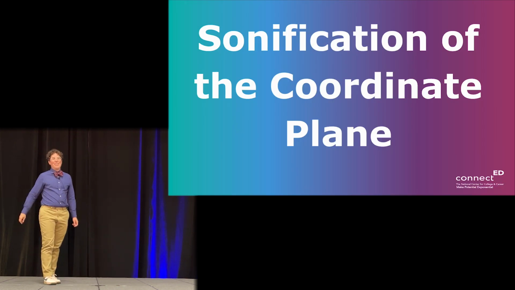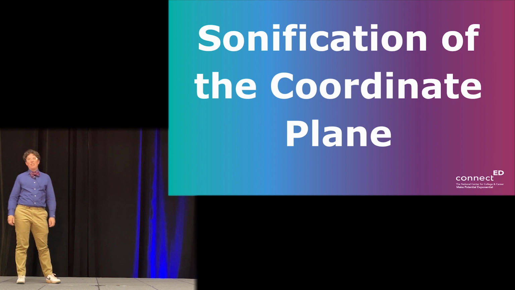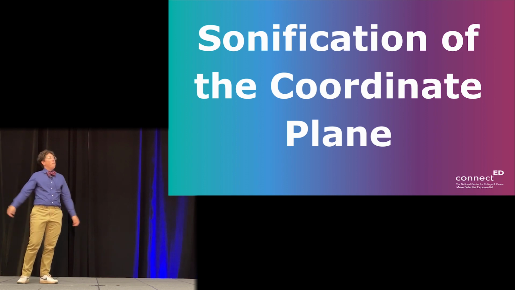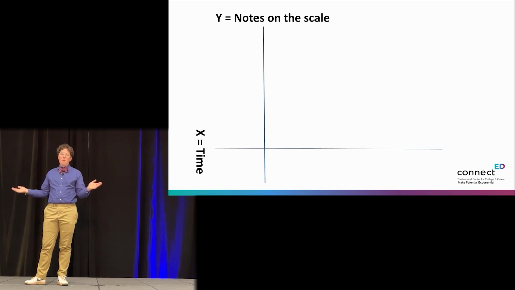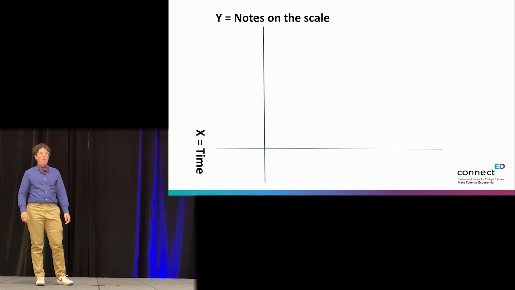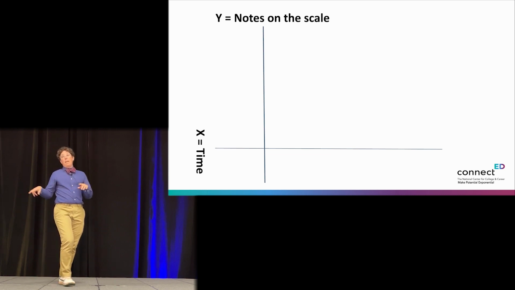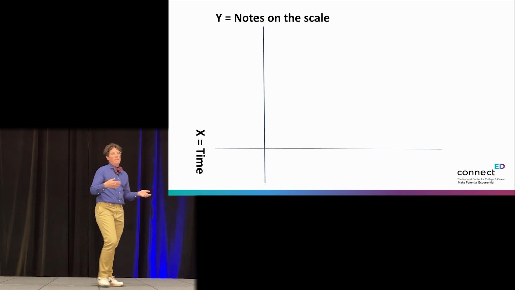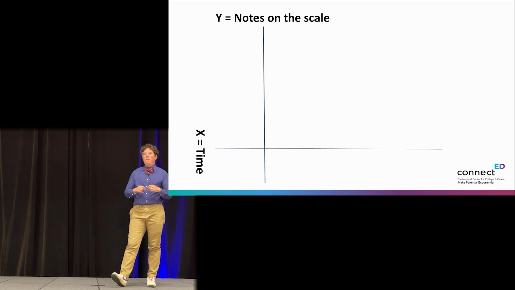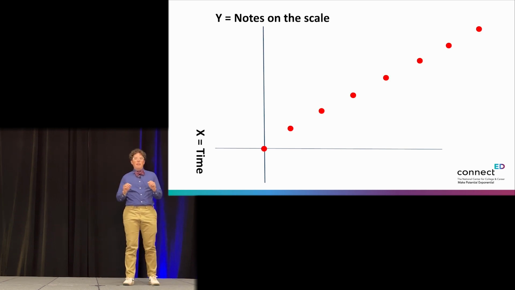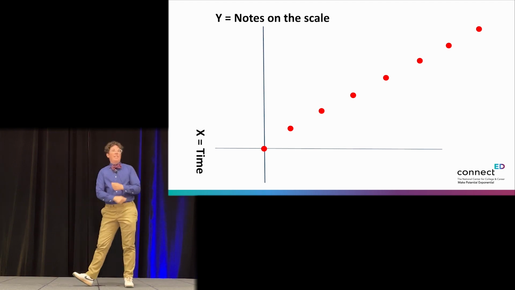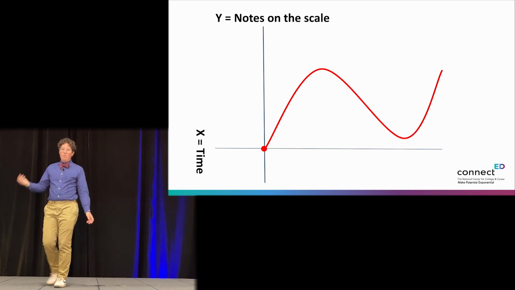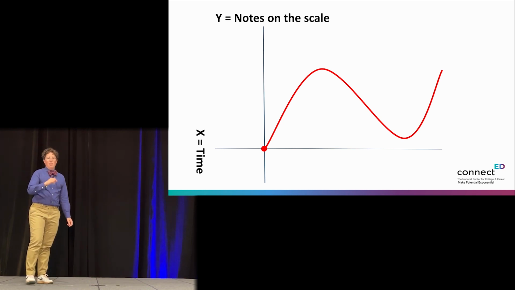I'd like to start by talking a little bit about sonification of graphical representations. For this example, let's assume that the x-axis is time, and that the y-axis is all of the white notes on a piano. And the origin will be, let's say, middle C. So this might sound or look a little like this. Do, re, mi, fa, sol, la, ti, do. And it's linear. And a sine or a cosine might look and sound something like this.